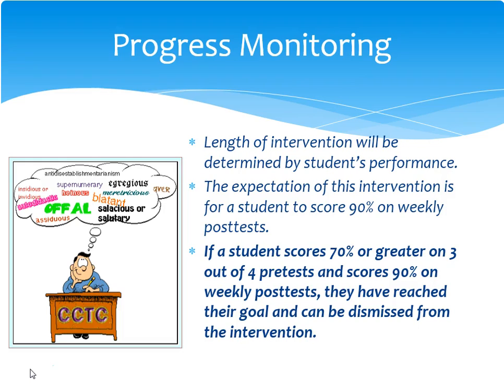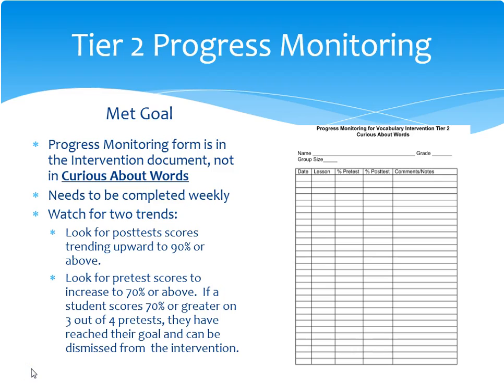If a student scores 70% or greater on 3 out of 4 pre-tests and scores 90% or greater on weekly post-tests, they have reached their goal and can be dismissed from the intervention. The progress monitoring form is not included in the Curious About Words curriculum. It can be found in the vocabulary intervention document. Scores should be entered on the form weekly for each student.